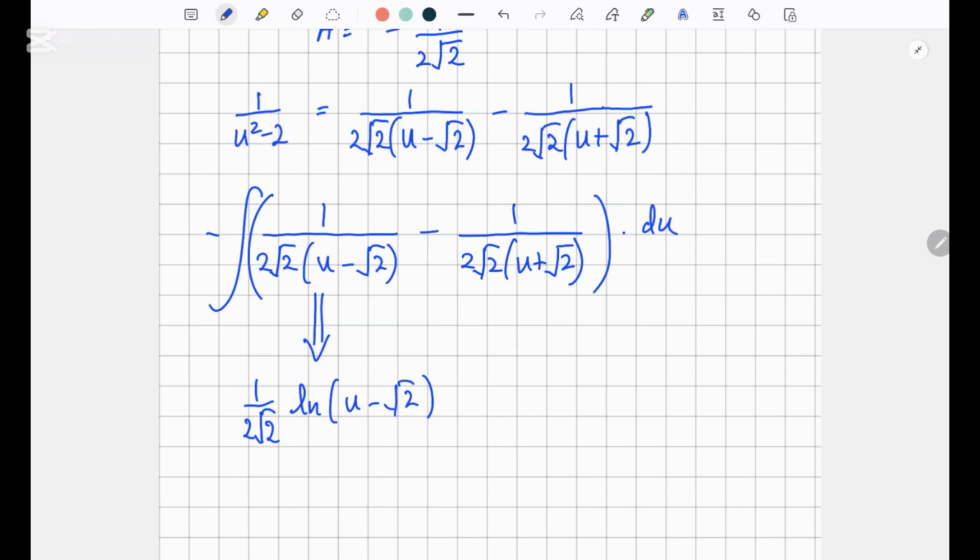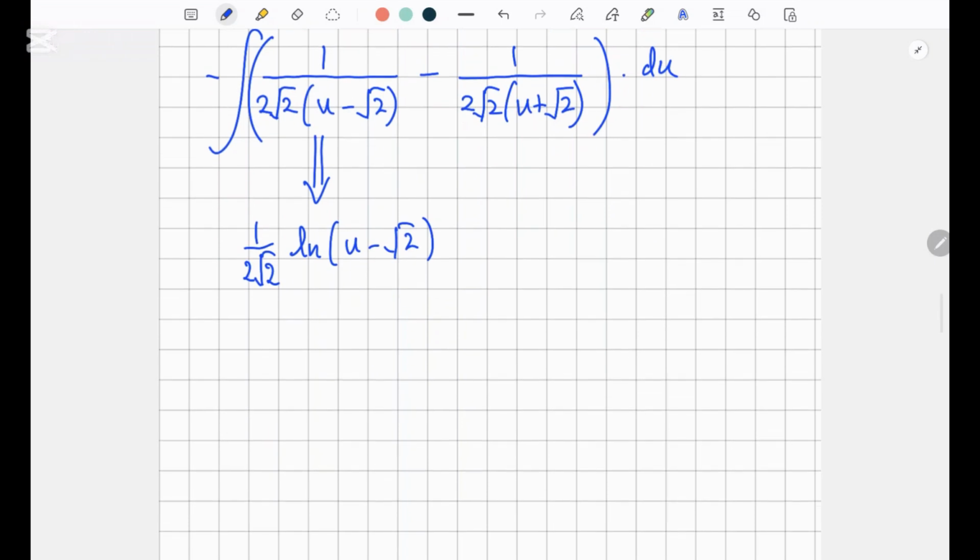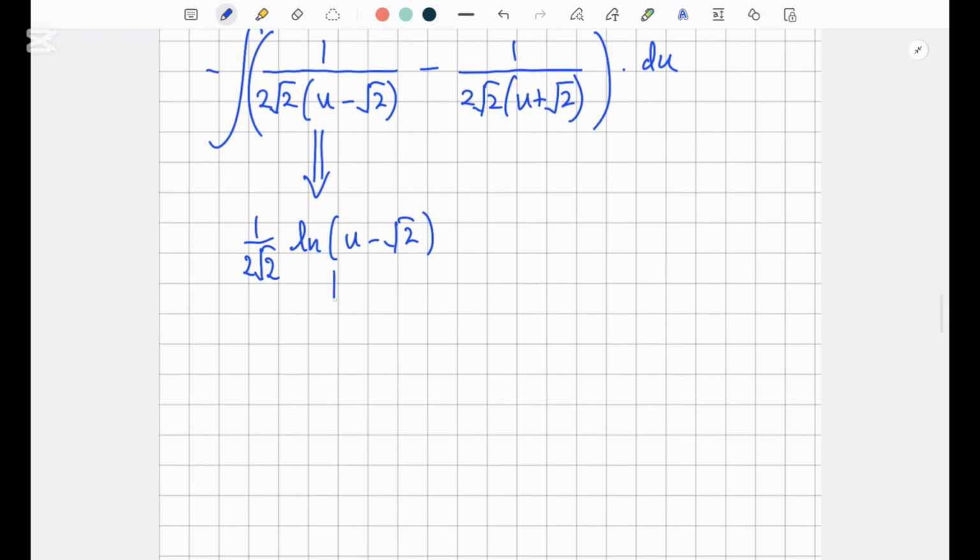You don't even have to do that. You could just straight away write the answer because it's that easy. But if you guys have any doubts, let me show it to you. I'm just going to differentiate this. So how do you differentiate that? You'll have 1 over u minus root 2 into the differentiation of what you have inside the ln function. So the differentiation of u minus root 2 is 1, but you have to finally multiply it with 1 over 2 root 2, right? So you can see you get the same exact thing.